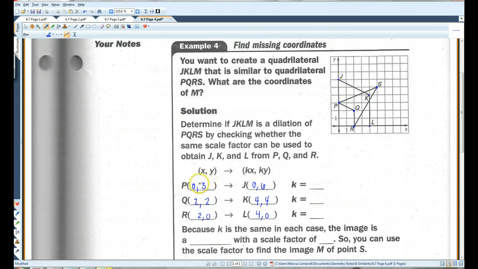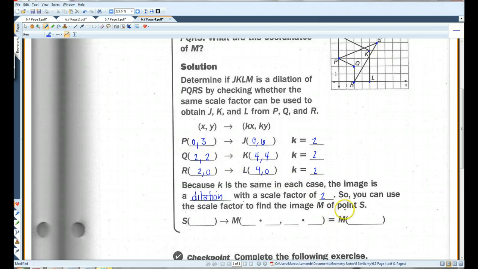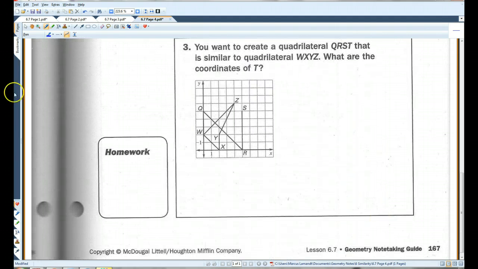You can tell it looks like you're just multiplying by 2 to get from here to here. If you multiply by 2, you get this. Multiply by 2, you get this, etc. So it looks like k is 2 for all of these. Because k is the same in each case, the image is a dilation with a scale factor of 2. So you can use the scale factor to find the image M of point S. S, as you can see in the diagram, is (5, 5). So M would be 2 times 5, 2 times 5, which is (10, 10). Alright, and I'll let you guys do the last one. And that's all.